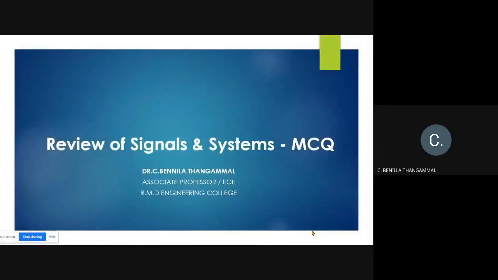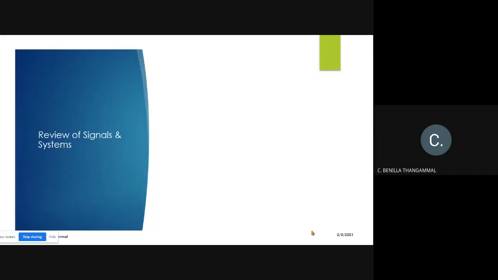Hi students, today we are going to see how to attempt MCQ type of questions for review of signals and systems. All these questions are based upon your GATE questions. In review of signals and systems, two topics carry weightage. One is classification of systems, the other one is classification of signals.